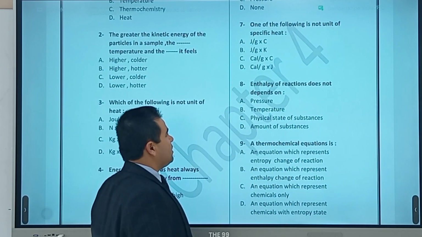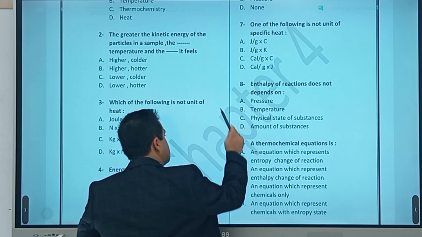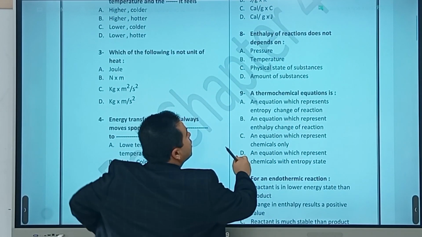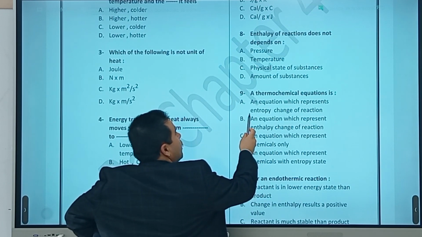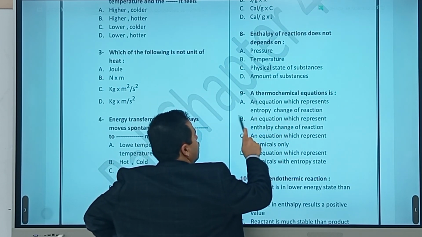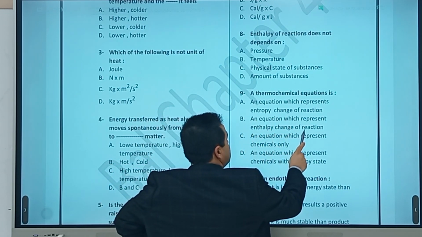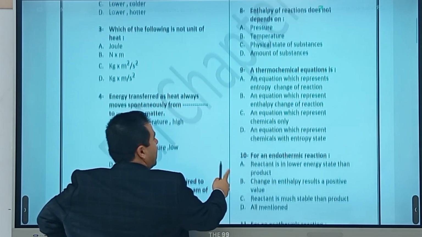Enthalpy of reaction does not depend on temperature. B. A thermochemical equation is what? Is it an equation which represents entropy change? No. An equation which represents the enthalpy change of a reaction? B is the correct answer.